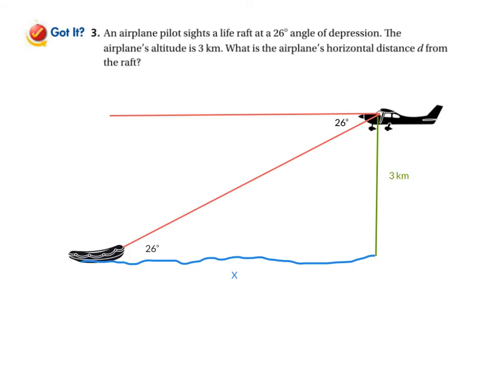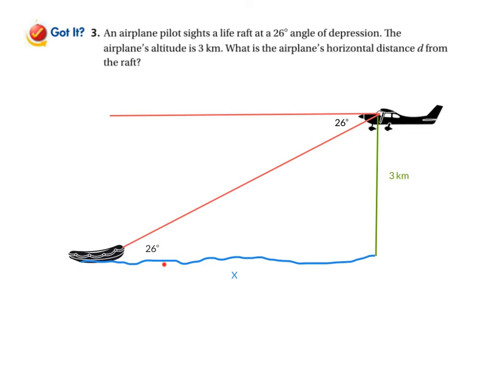Okay, so here we are. I've made a sketch of this, and let's just see that we've got it all right. An airplane pilot spots a life raft at a 26-degree angle of depression. That's this right here, right? From horizontal, looking down 26 degrees to see the life raft. That means that since these are parallel lines, this is the surface of the water, that if this is 26, this is 26 as well.